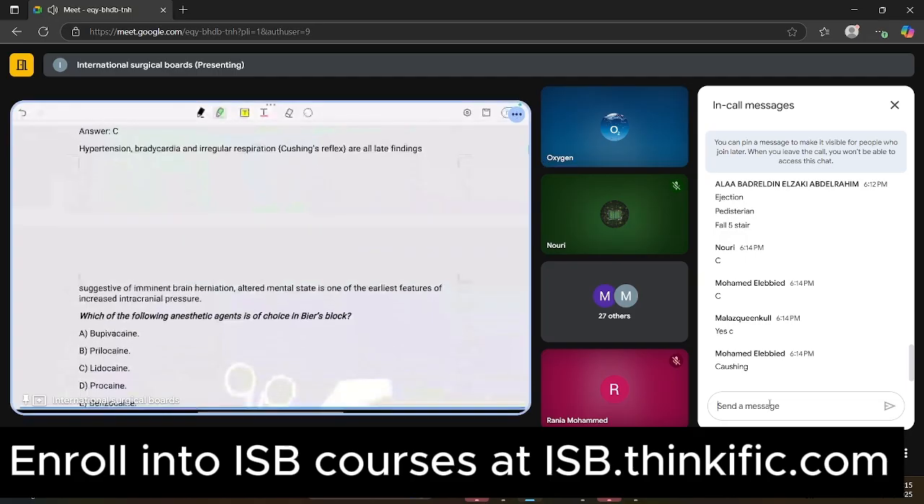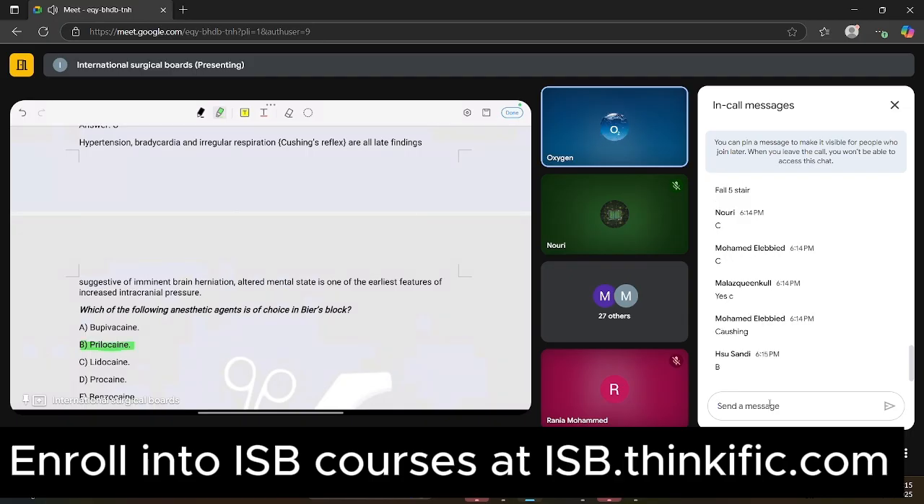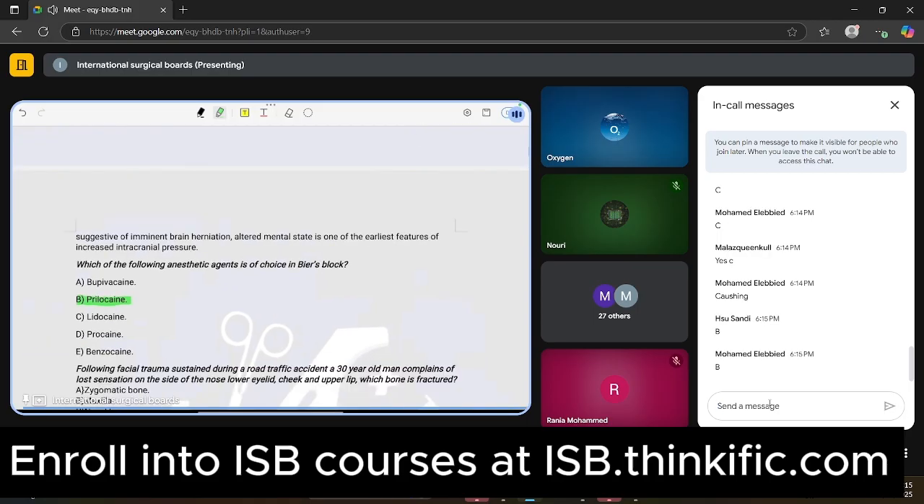So let's go to the next one. If you don't see the last option, it's benzocaine. Which of the following anesthetic agents is of choice in Bier's block? Bupivacaine, prilocaine, lidocaine, and procaine. So it's definitely prilocaine. Very common question, comes up a lot. Okay, let's move to the next one.